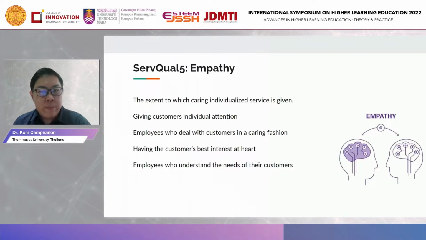The last one is called empathy. Now, empathy is all about trying to care for each individual customer, right? So basically, trying to give individual attention. For example, if the customers walk into the hotel with a dog, right? So the hotel staff will need to be attentive, right? And try to offer the guests some assistance, right?